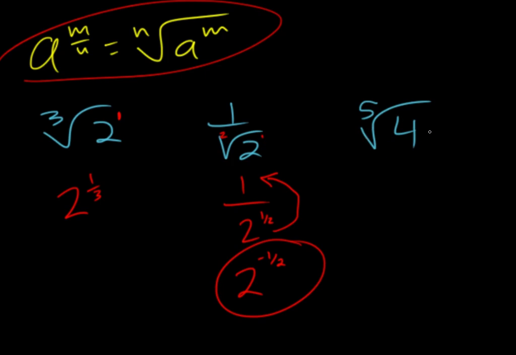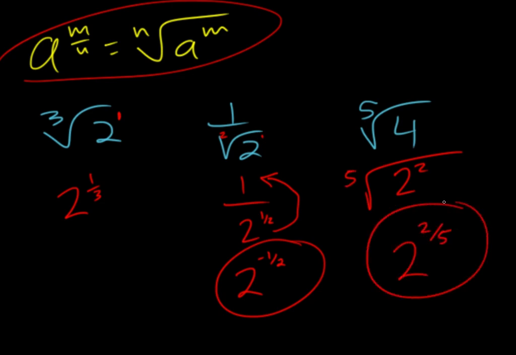This one we don't have a 2, and so the first thing we want to do is change the 4 to 2 squared. And then it's pretty straightforward from there. It's 2 to the 2/5.